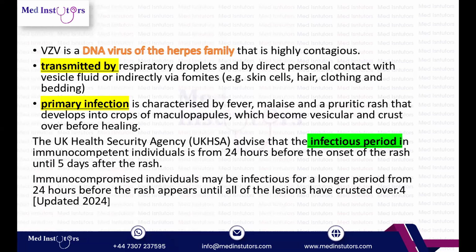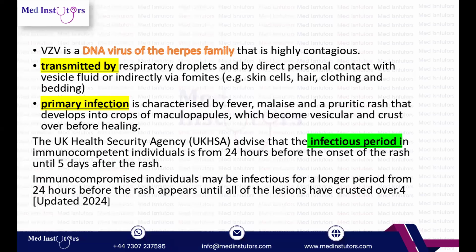Once a patient or a person gets in contact with it, they will get infected, and the infection is basically of 2 types. One is primary, another secondary. The primary is very important, and that is characterized like all other viral infections, that is fever, malaise, but with a typical rash appearance, that is a pruritic rash that develops into crops of maculopapules, which later become vesicular and crust over before healing.